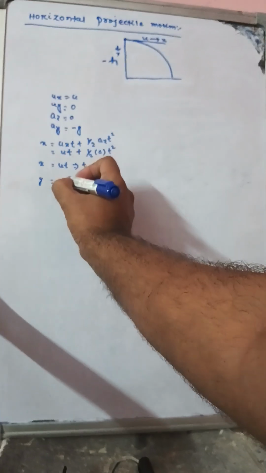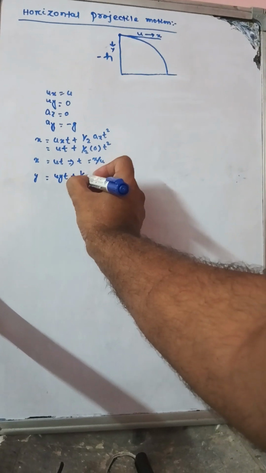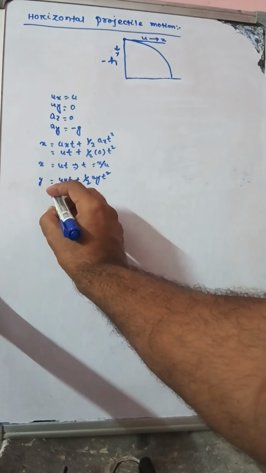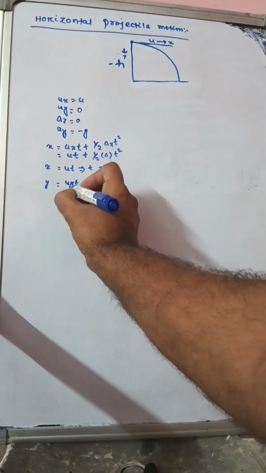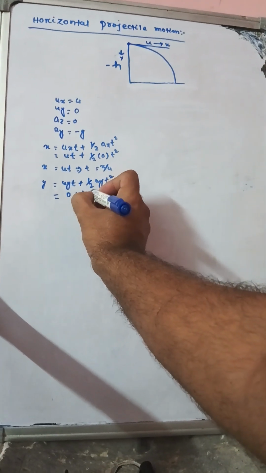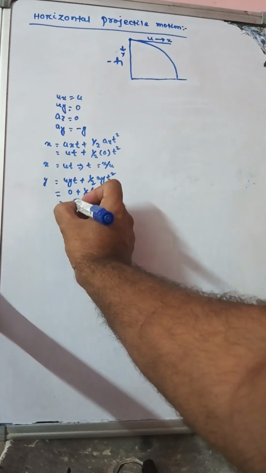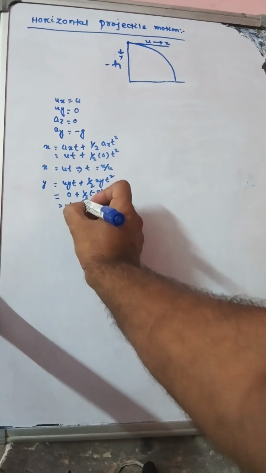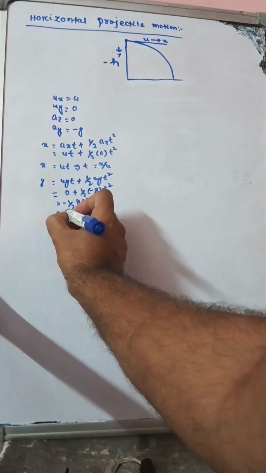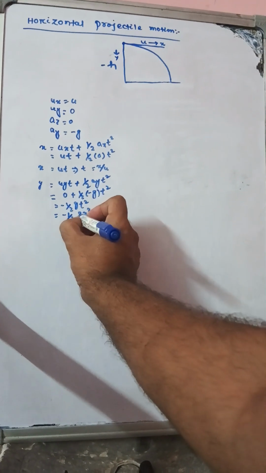Along the y-axis, y is equal to uyt plus half ayt square. uy is 0, so this will be 0 plus half into minus g t square, which is minus half gt square. Put the value of t, and we get y equal to minus half g x square divided by u square.